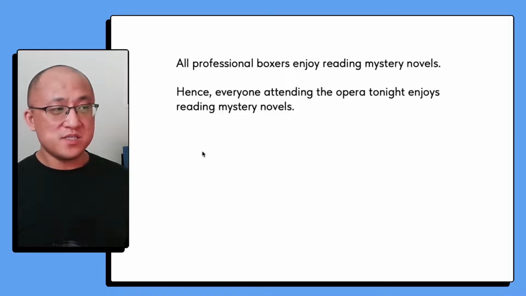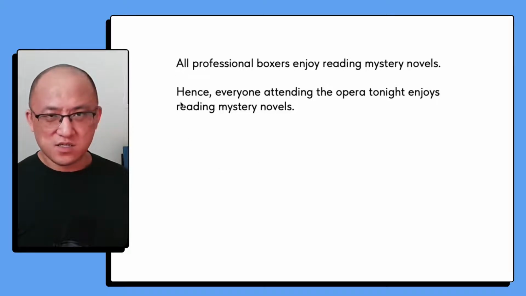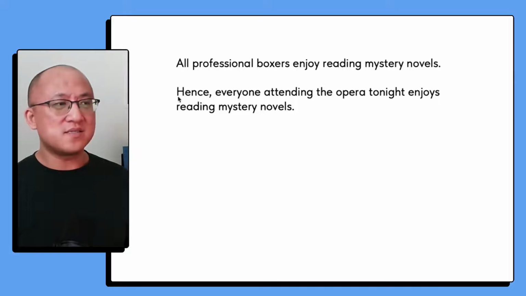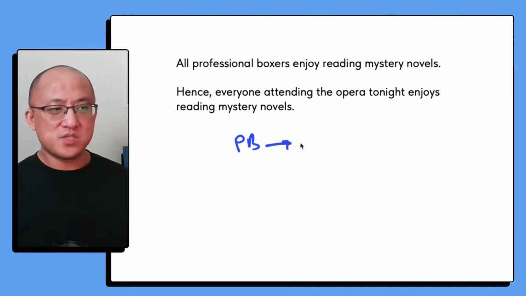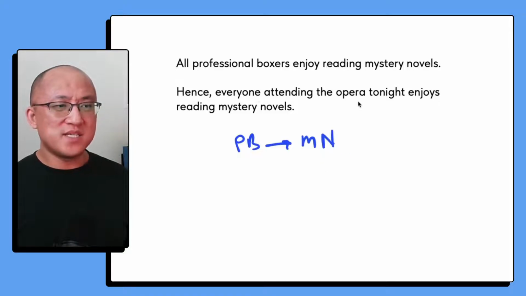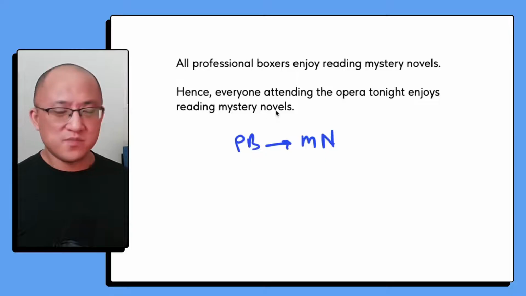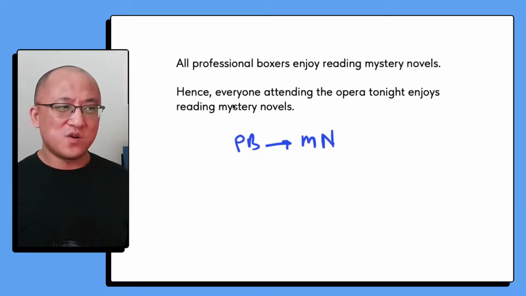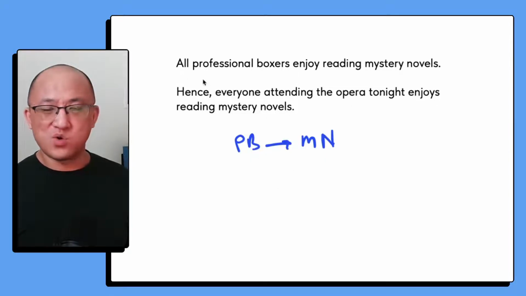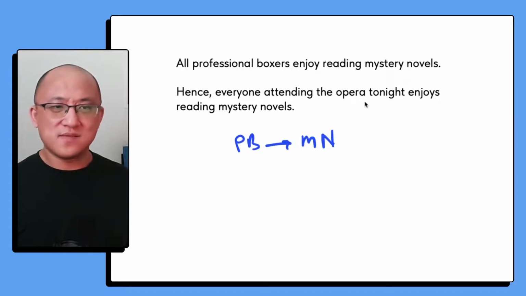So the premise here is the first sentence because the conclusion is the second one beginning with hence. So the premise is all professional boxers enjoy reading mystery novels. And the conclusion is everyone attending the opera tonight enjoys reading mystery novels. Now, by the way, here, the everyone is like the word all here. So this is introducing the sufficient condition. I'm getting a fact about everyone attending the opera tonight.